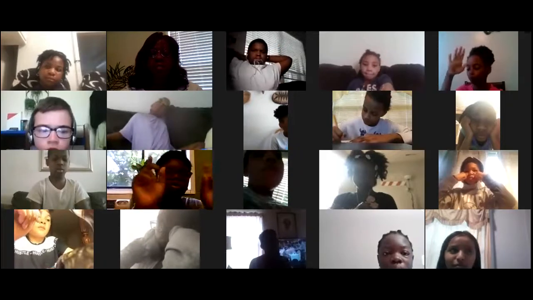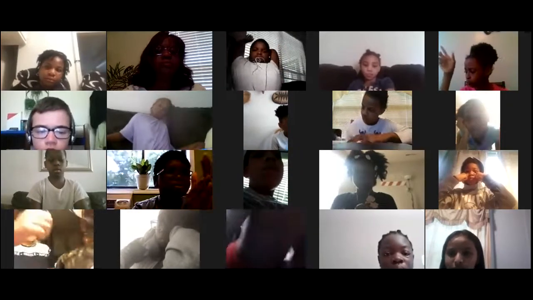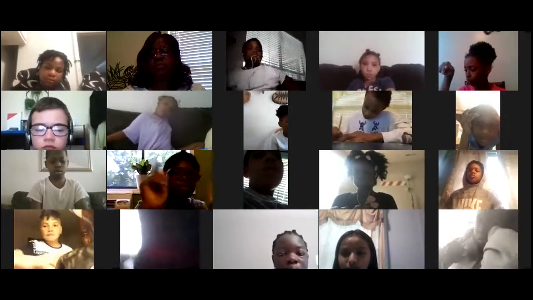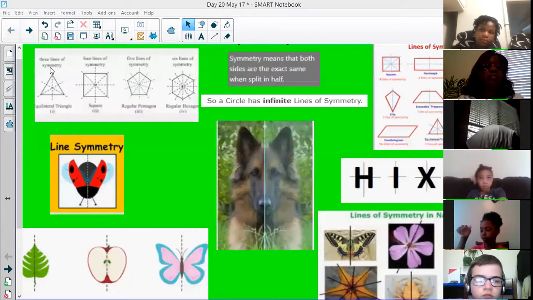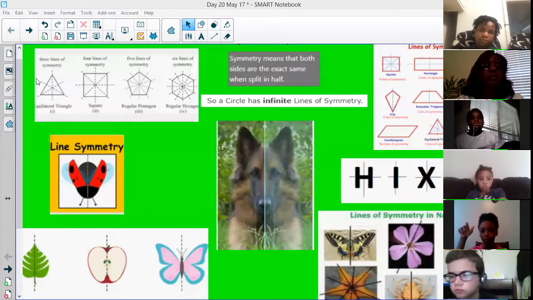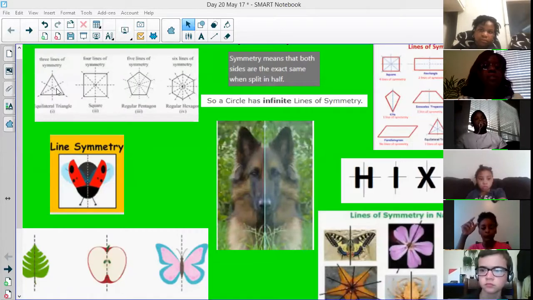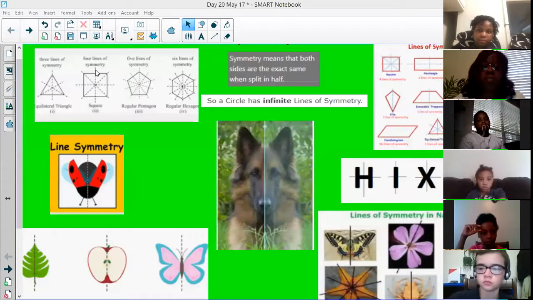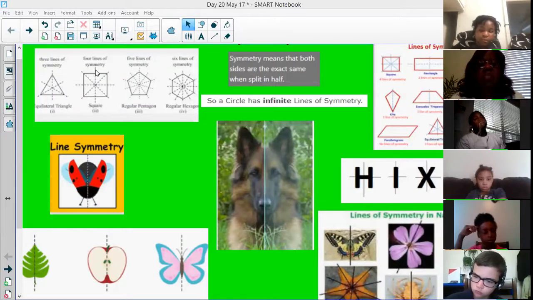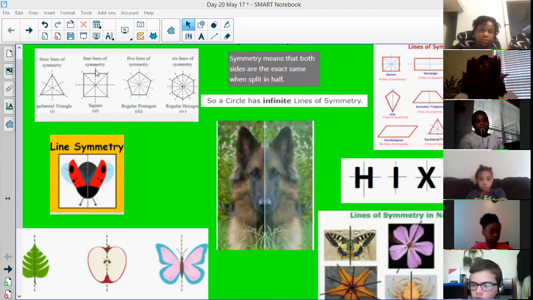So let me go back to the equilateral triangle. When I look at this equilateral triangle right here, look how many lines of symmetry it has. One straight down the middle would be 1. Then from one vertex of the angle to a side would be 2. And then from here to here would be 3. If you were to fold whatever you have on your line of symmetry, it would look exactly alike.